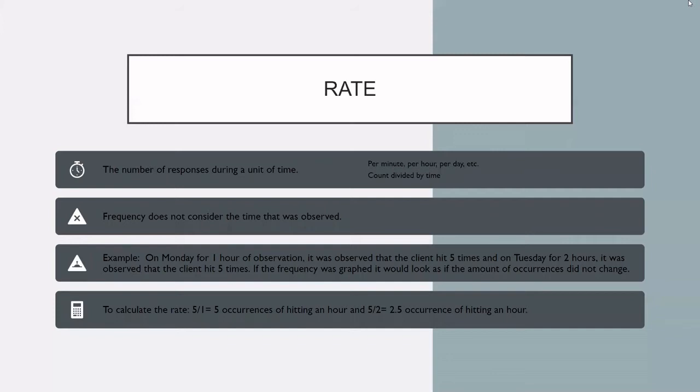If you look at the example, on Monday, there was an observation for 1 hour and it was observed that the client hit 5 times, and on Tuesday for 2 hours, the client hit 5 times. If we took a frequency count, there would not be a difference at all because it will show the number of occurrences, which would be 5. But if we looked at the rate for Monday, we would divide 5 by 1 and get 5 occurrences of hitting per hour. And on Tuesday, we would divide 5 by 2 and get 2.5 occurrences of hitting per hour. There is a drastic difference between frequency and rate.